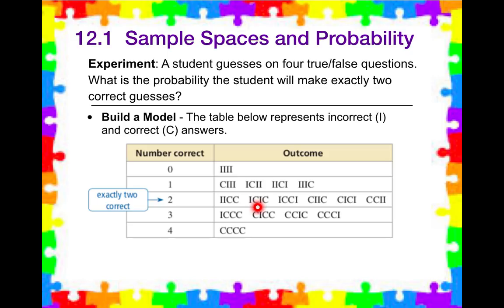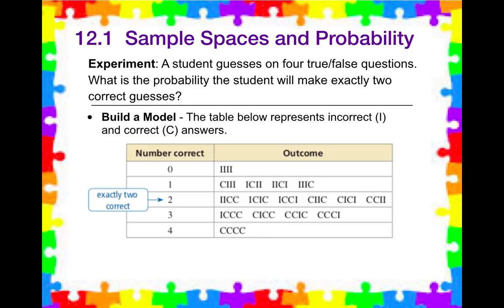We could say that the first and the third are incorrect. The first and the last are incorrect. The second and the third are incorrect. The second and the fourth, or the third and the fourth are incorrect. And those are all the possible different outcomes that could happen with exactly 2 correct.